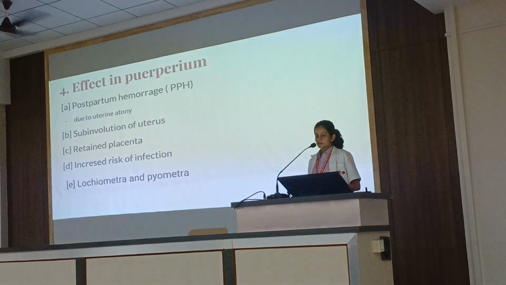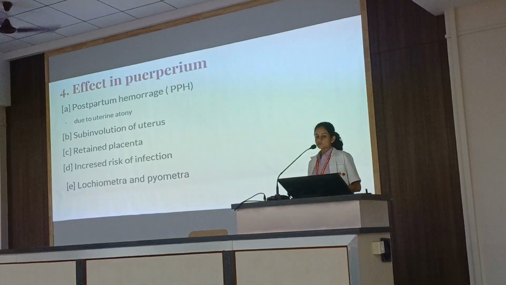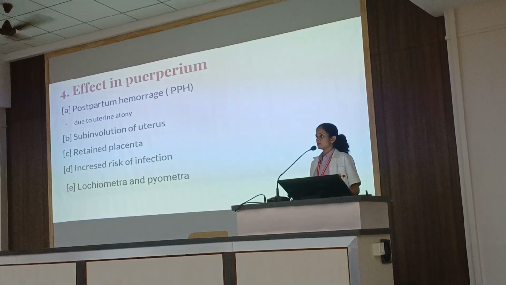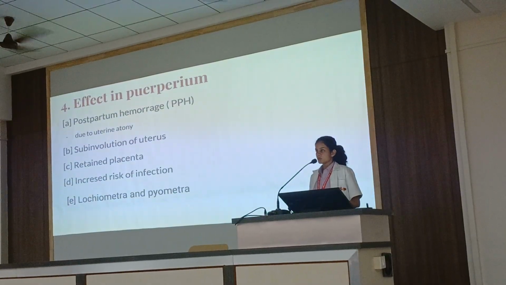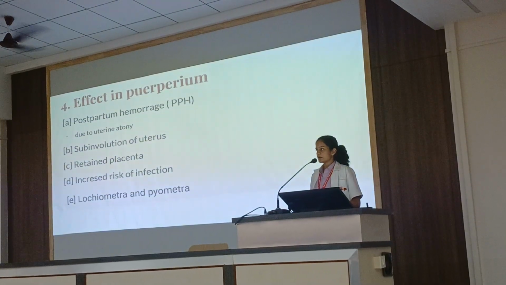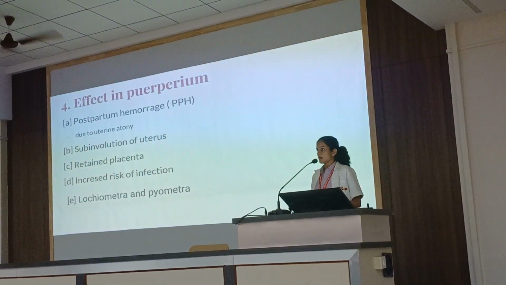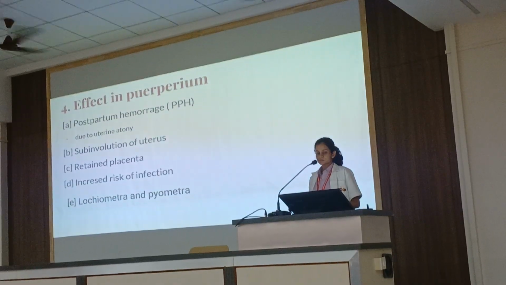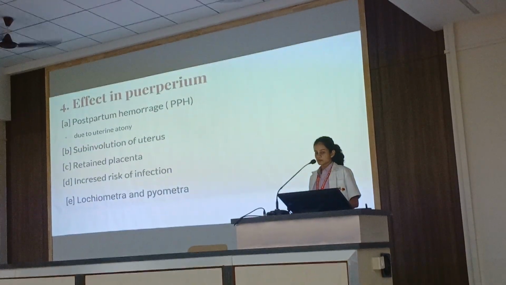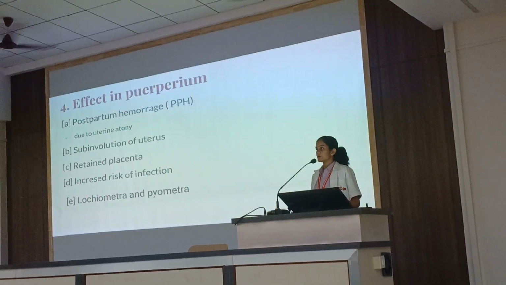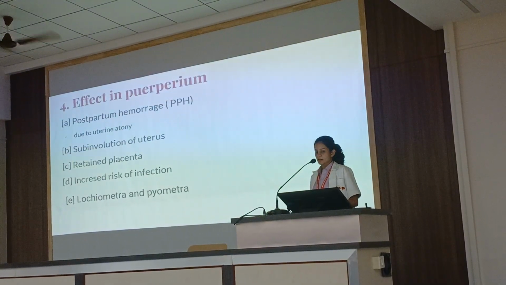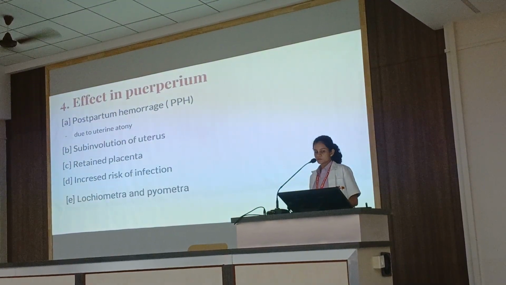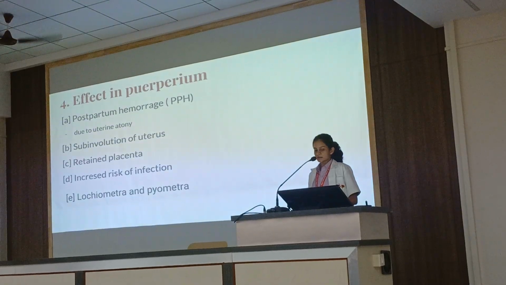And then there is effect in puerperium, so it leads to postpartum hemorrhage due to uterine atony. It can also lead to secondary PPH, that is excessive vaginal bleeding after 24 hours of the delivery of fetus and placenta up till 12 weeks of delivery of the baby. Then there is subinvolution of uterus, that is the uterus is unable to shrink to its pre-pregnancy size after 6 weeks of delivery. Then retained placenta can happen.